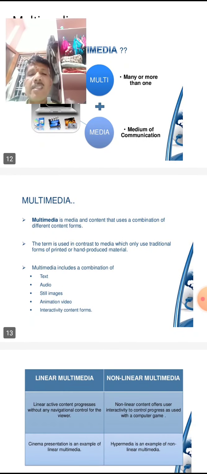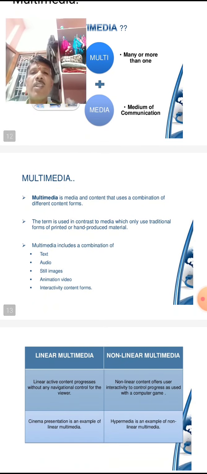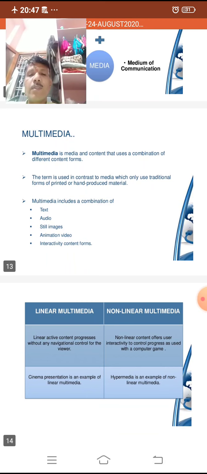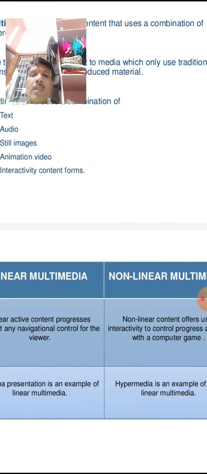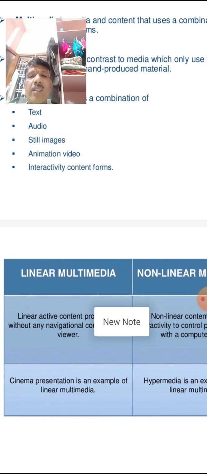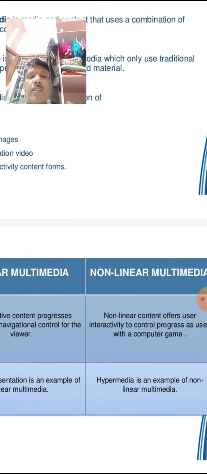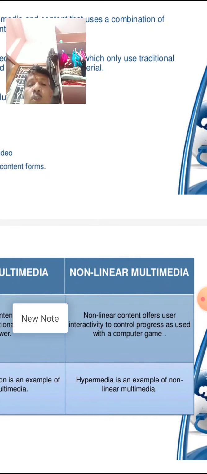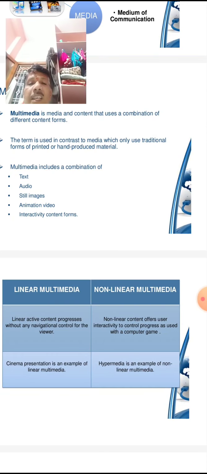Then, let's consider linear multimedia and non-linear multimedia. We'll see linear multimedia: active content progresses without any navigational control for the viewer. Non-linear content offers user interactivity to control progress, as used with a computer game. Here, in linear, user control is not applicable. Here, in non-linear, user control is there.